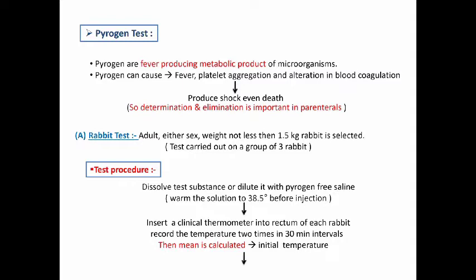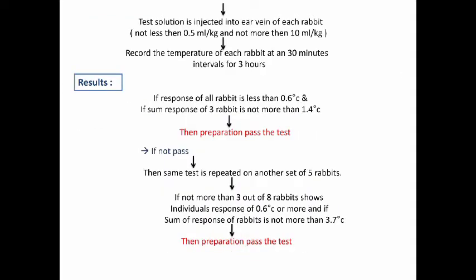Test procedure. Dissolve the test substance or dilute it with pyrogen-free saline. Warm the solution to 38.5 degrees before the injection. Then insert the clinical thermometer into the rectum of each rabbit. Record the temperature 2 times at 30 minutes interval. Then the mean is calculated as the initial temperature. The solution is injected into the ear vein of each rabbit, not less than 0.5 ml per kg and not more than 10 ml per kg. Then record the temperature of each rabbit at 30 minutes interval for 3 hours.